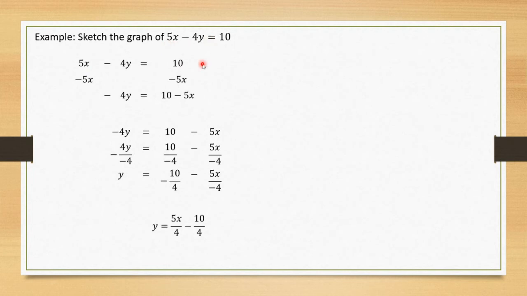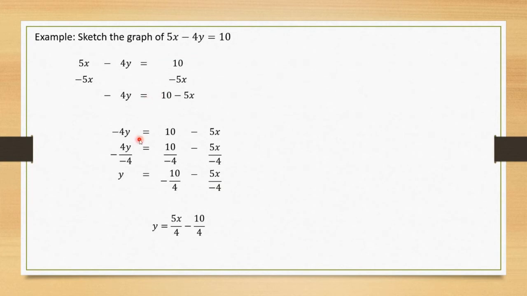Okay, so as you can see, we want to get 5x to the other side. I want to get y all alone. So from here, I'm going to subtract 5x from both sides. I get minus 4y equals 10 minus 5x. That's what we get here.